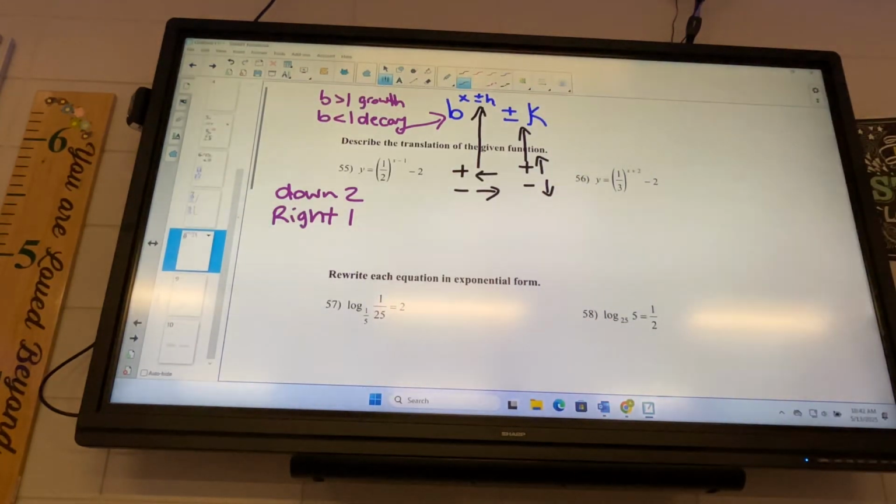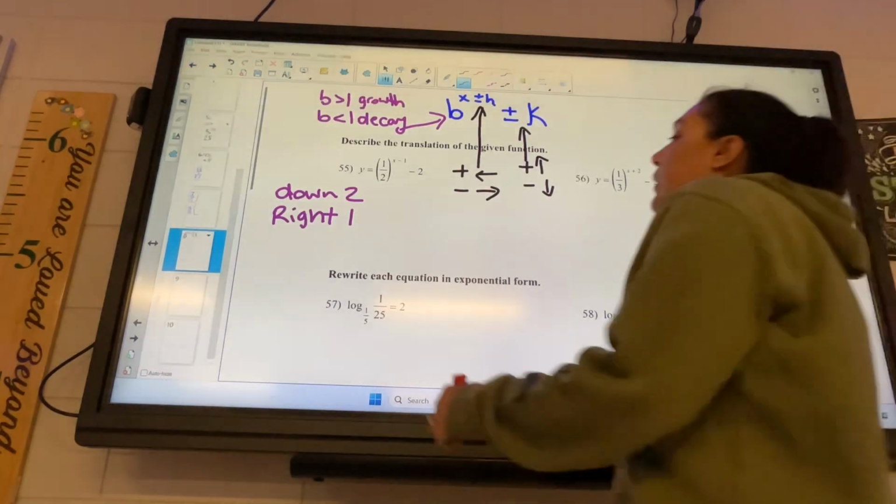What about the big number that's attached to the X? 1/2. 1/2. Is that going to be growth or decay? Decay. It is decay.